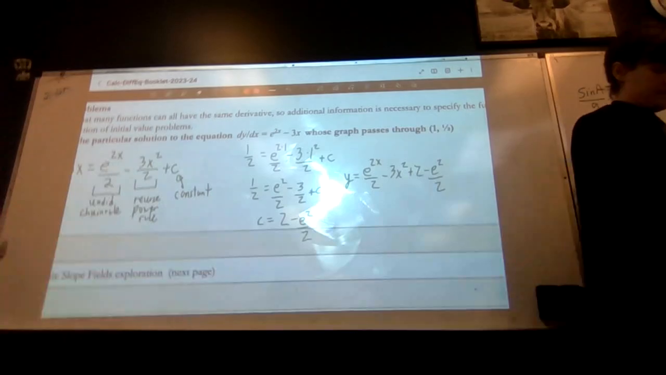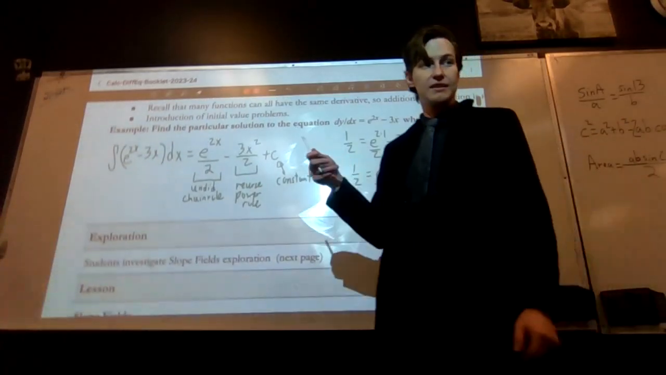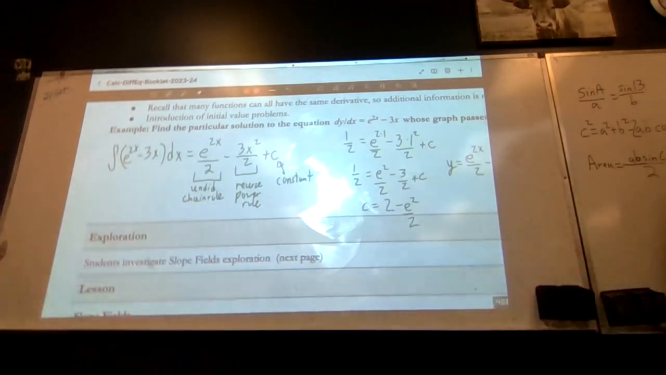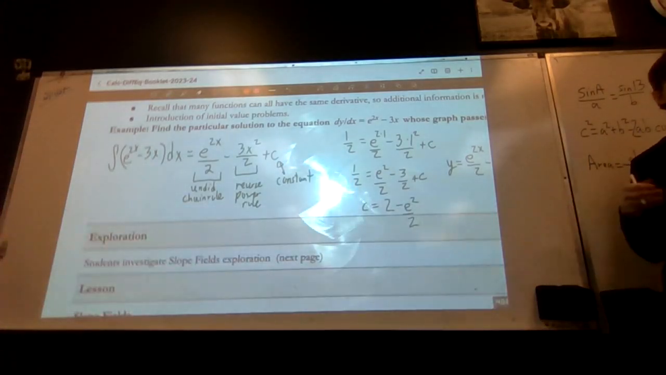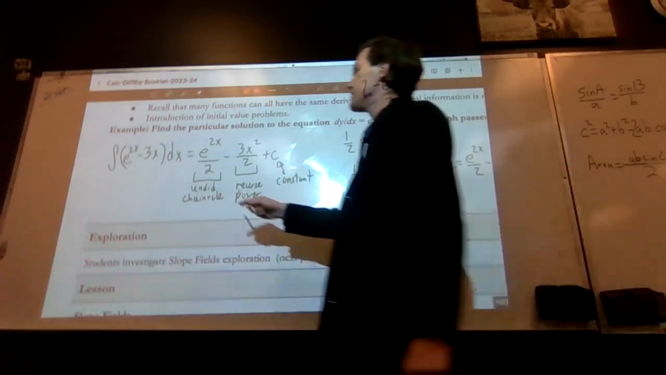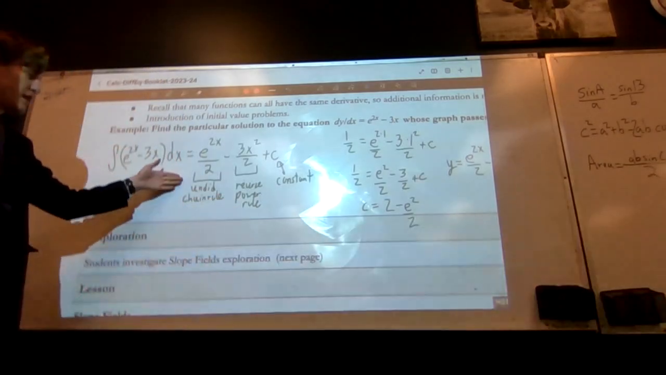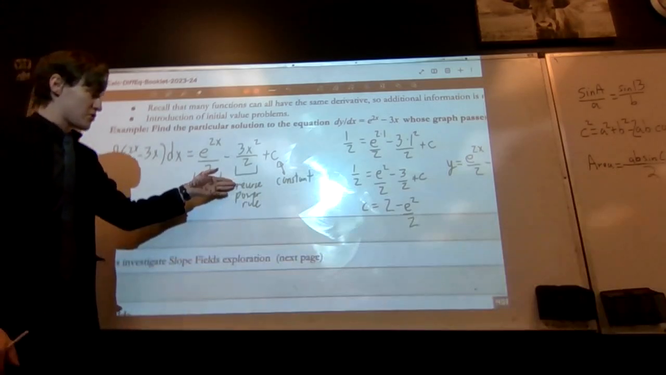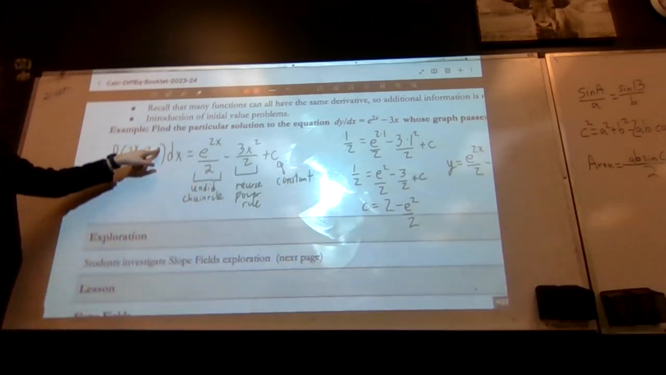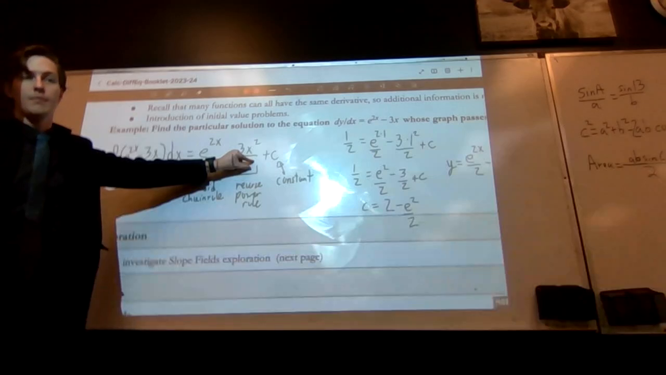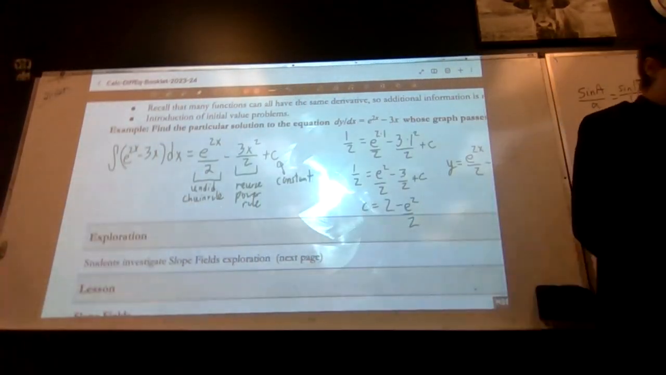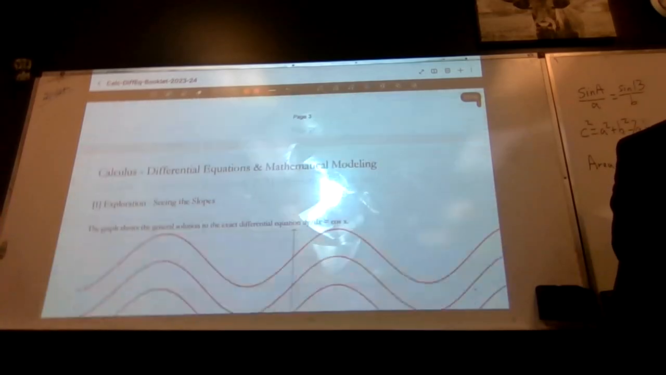The reverse power rule, right? What's the derivative of e to the x? E to the x. And the derivative of e to the 2x is e to the 2x over 2, 2 times e to the x. Because we did two different rules here. Here we undid the chain rule and used the fact that the derivative of e to the x is e to the x, and therefore the integral of e to the x is e to the x. Here we use the reverse power rule, where you add 1 to the power and then divide by that number. Okay? All right. Now, everybody go ahead and turn over to slope fields exploration.